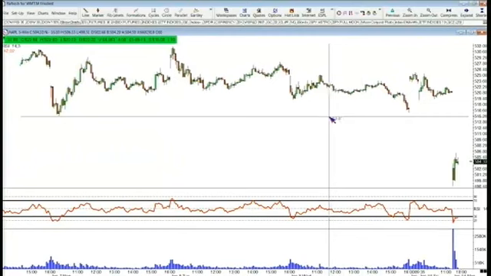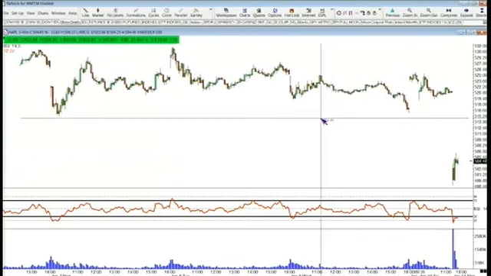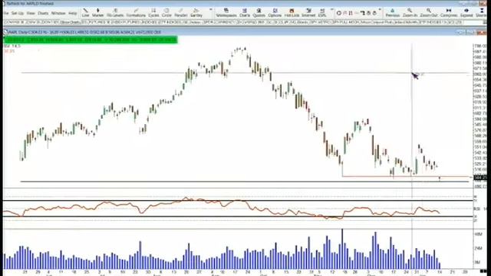So we'll keep coming back to Apple. We'll take a look at, let me see on the daily chart here. We'll go back and just simply take a look at time frame.